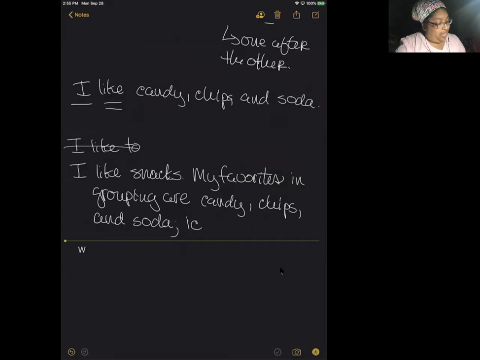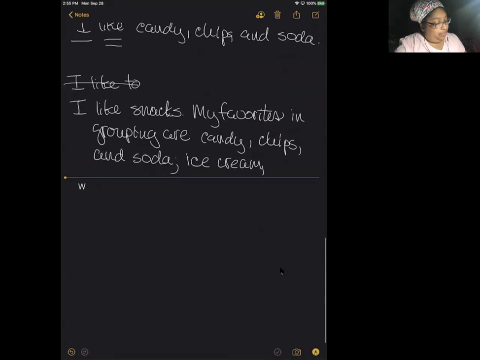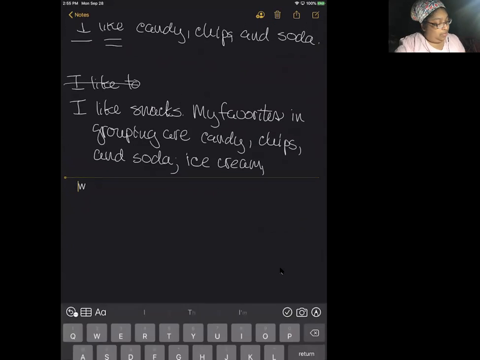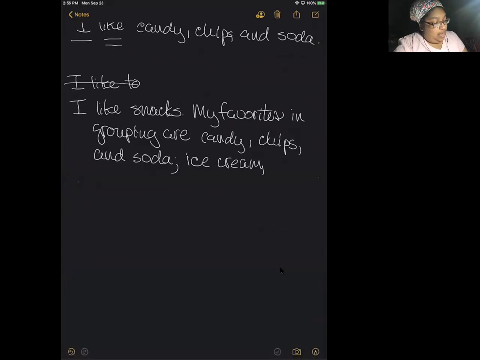No. Ice cream. My iPad's acting weird. Ice cream. Let me do this. Ice cream.